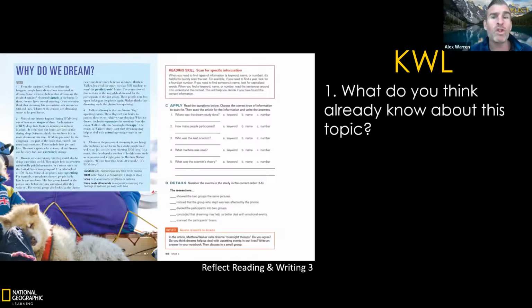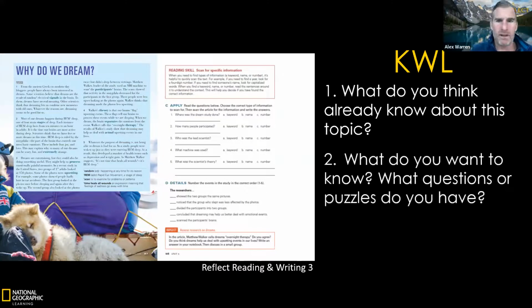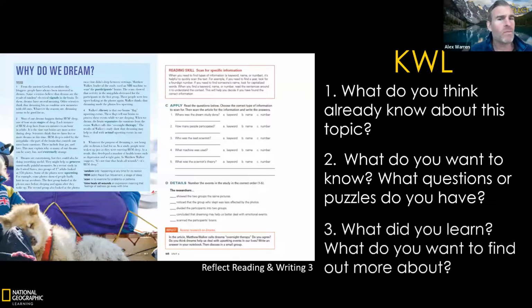So the K stands for what do I already know about this topic? So it's activating that existing schemata for the learner, pre-reading. Then what do I want to know? What questions, what puzzles do you have about this topic of why do we dream? And at the end of it, we come back to what did I learn, right? So we're going to read this little article in a moment.